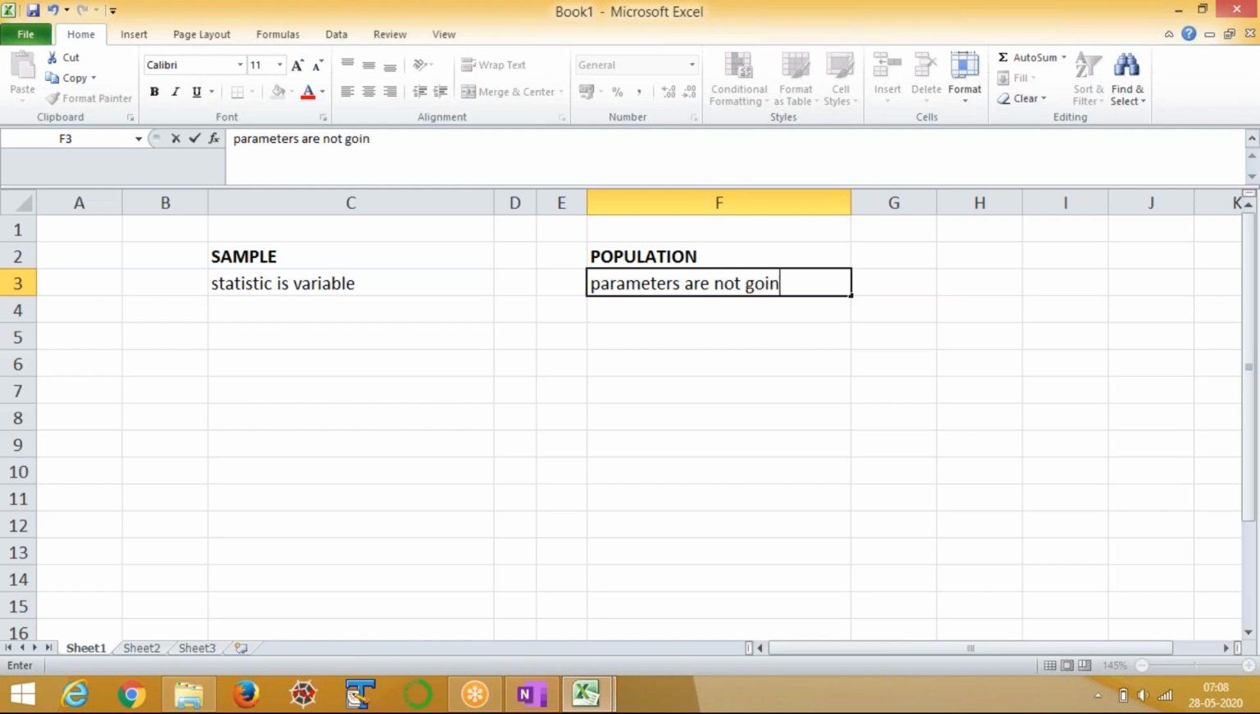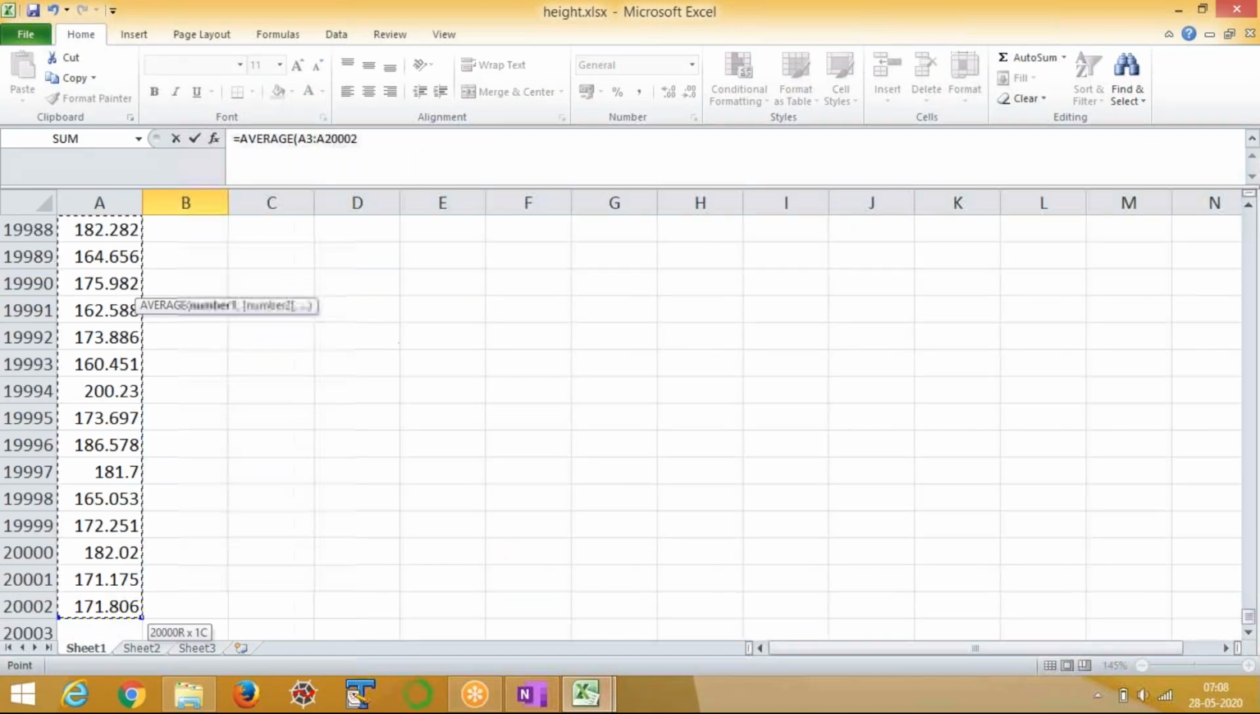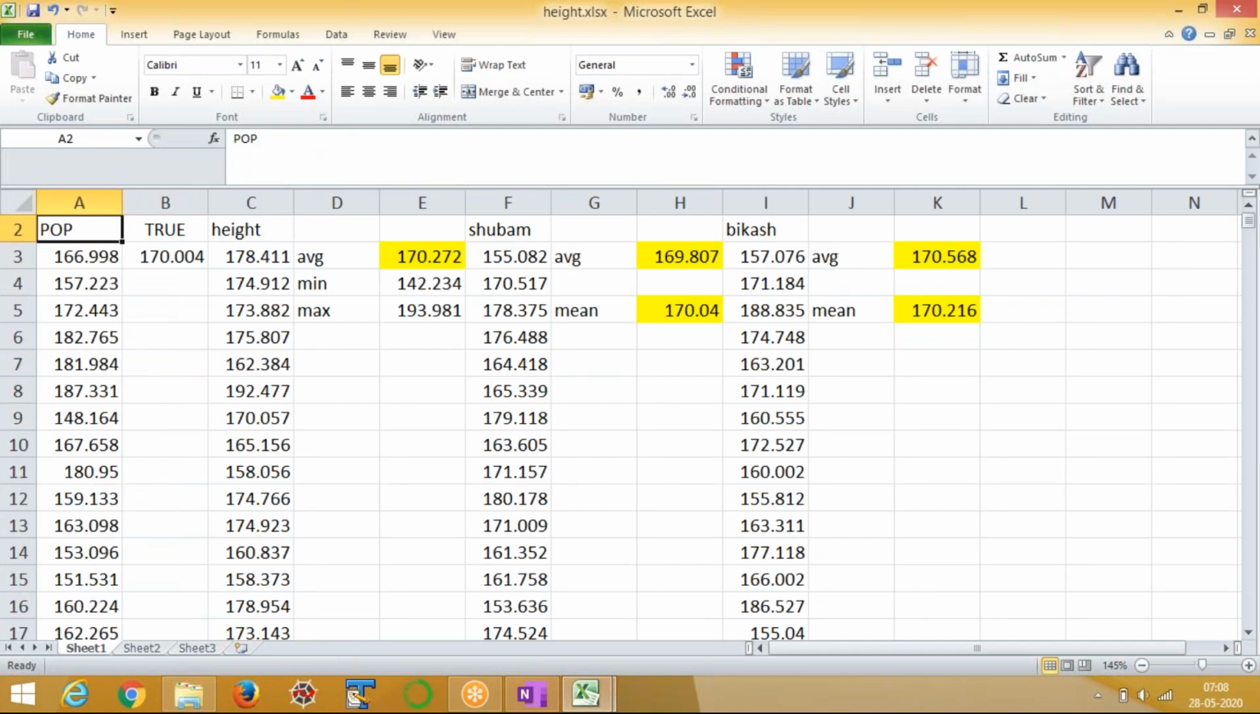Parameters are not going to change. That is constant. That means, let's come back. If I am calculating here, what is the average value I got? 170.00. If I ask Rakesh, can you calculate the average of this total population data set? Rakesh will also get the same value. If I ask some other person, Shubham or Vikas, they will also get the same value, because here the data is the same for all the people.